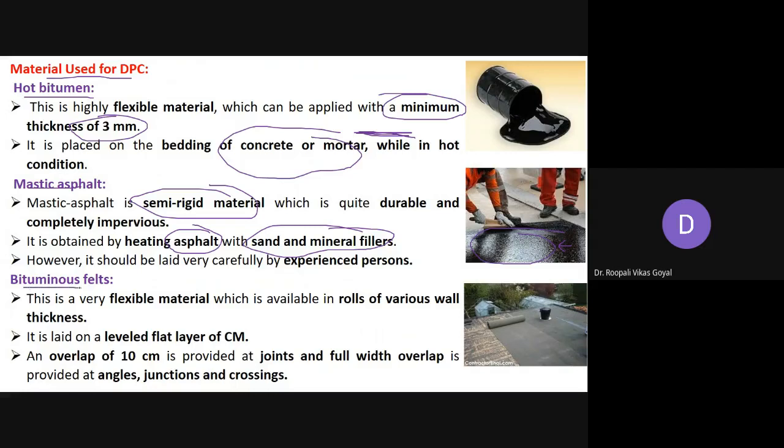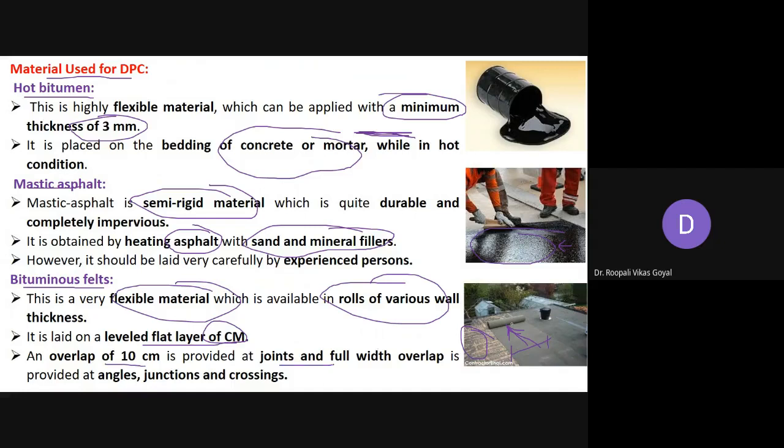Next is bituminous felts. So this is also a very flexible material and which is available in the rolls of various wall thickness. Wall thickness के हिसाब से उसकी roll thickness is generally decided. So it is available in the form of such rolls that you could just lay over the cement mortar layer. So it is generally laid on the leveled flat layer of cement mortar. जो भी आपका सीमेंट मोर्टार का लेयर है उसके ऊपर ये आपको बस लेट इट. Okay, and generally the overlap of 10 centimeter is provided at the joints.